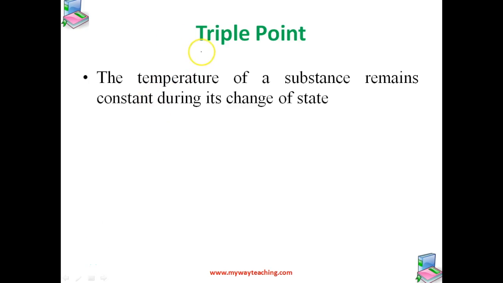In this part, let us study what is this triple point. See, the temperature of a substance remains constant during its change of state. We already know this. It will be in thermal equilibrium. So, a graph between temperature T and the pressure P of the substance, we call it a phase diagram or PT diagram.